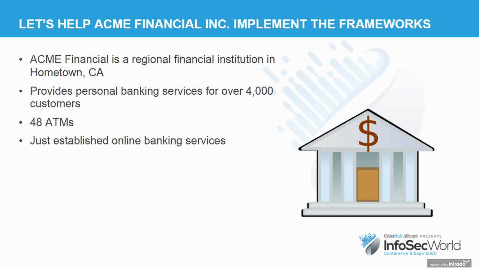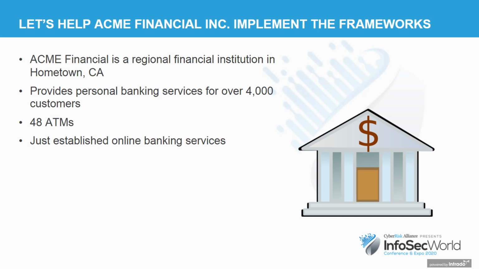So here I've got an example organization. We're going to walk through this example with our company ACME Financial, which is not a real company, but we're going to use them through our conversation. ACME Financial is a regional financial institute out of Hometown, California. They provide personal banking services for over 4,000 customers. They have 48 ATMs, and they're just starting to establish online banking services. So they might be a little behind the times, but they're doing what they can. We want to look at ACME Financial as we walk through these steps and figure out how we would help them to implement both privacy and security at once.